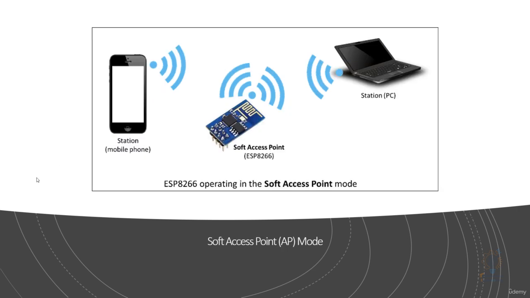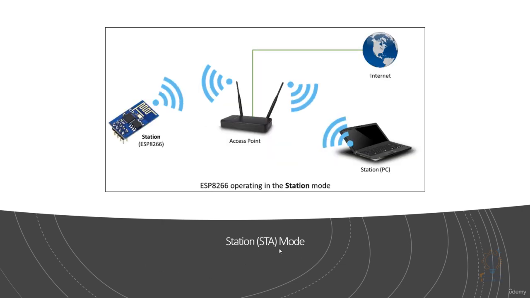Thanks for watching this lesson. If you have any question about these two modes, you can ask them in the Q&A board. I will also provide an explanation on how to code each of these two modes and what modifications are required to switch between soft access point mode and station mode. This will be in the coding section, but that's it for now.